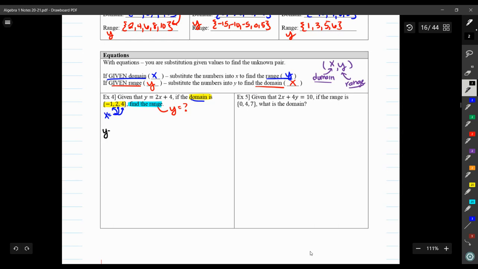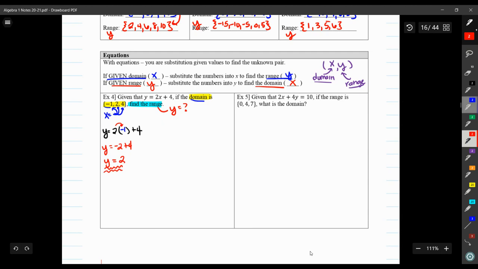So we have y equals 2 times. Now, the first x value is -1. That's our first one. So we're going to substitute that in. And then we still have plus 4 in our equation. And we're going to find the y. So 2 times -1, y equals -2 plus 4. Y equals 2. So here is our first range value.